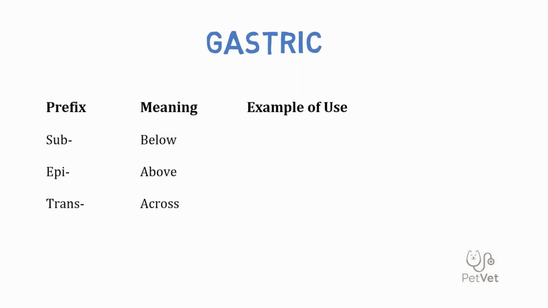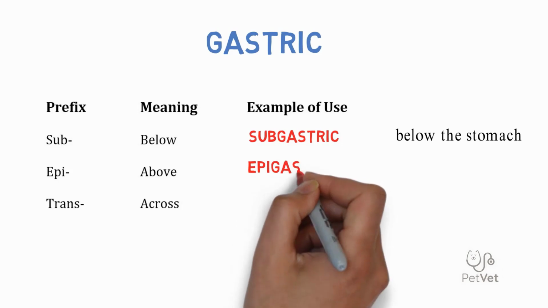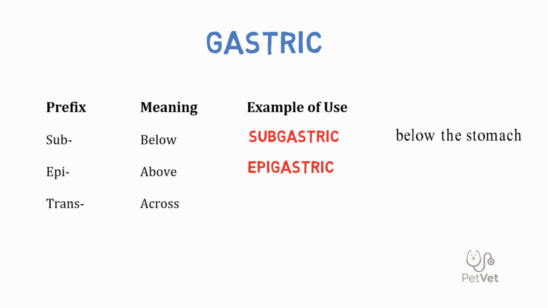So when we add it to gastric, which means stomach, it forms the term subgastric. That means below the stomach. Let's try this with another prefix. The prefix epi. Epi means above. If we add epi with the term gastric, it will give us epigastric. That means above the stomach.